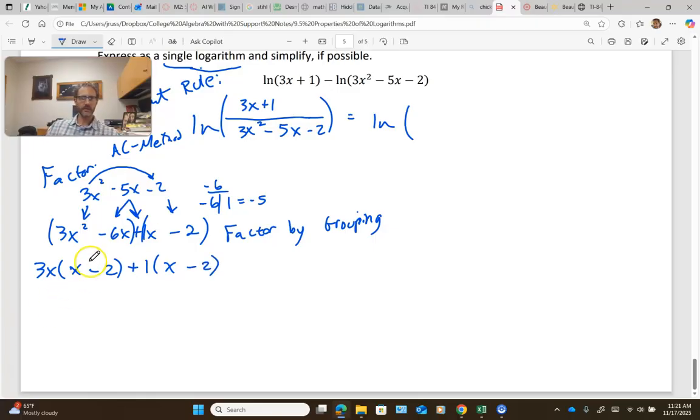And so now you can see that we have x minus 2 common to both of these terms. So we'll take that out, and that will leave us with 3x plus 1, just as I suspected, because I had a 3x plus 1 in the numerator. So I figured that was kind of the objective of this problem, as much as it was convincing.